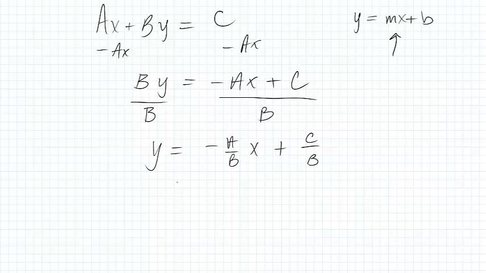So this is telling me that the slope of a line in standard form is negative a over b. And we've confirmed again that the y-intercept of a line in standard form is c over b. So once again, we've done a derivation to show how these two forms are related.